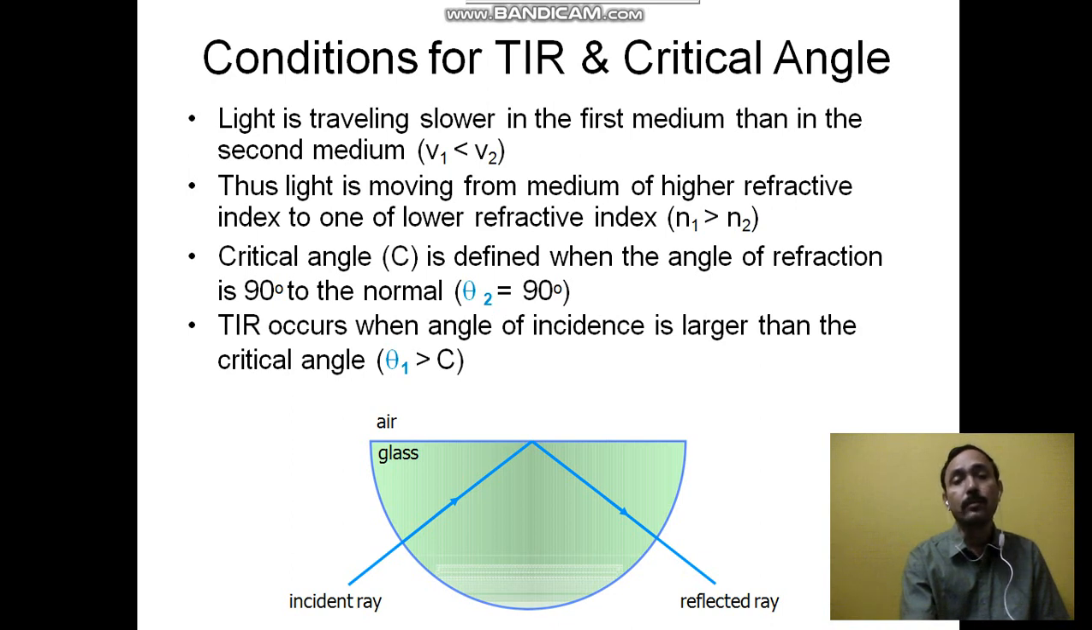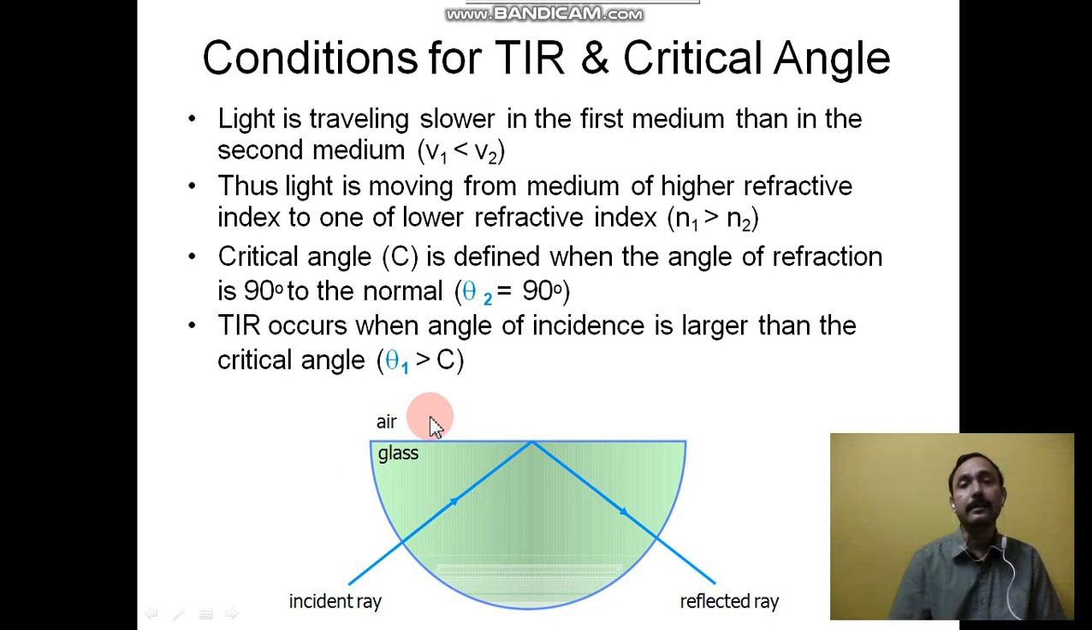The refractive index means the velocity of light in vacuum divided by the velocity of light in the medium. For air, the refractive index is 1, as we are considering vacuum and air to be almost the same. But for glass, the velocity of light in glass is less than the velocity of light in vacuum, so its refractive index is more than 1. Here it is 1, so glass has a refractive index more than that of air.